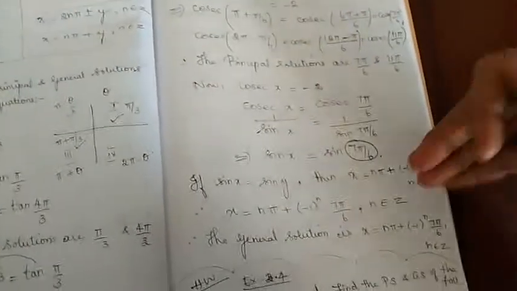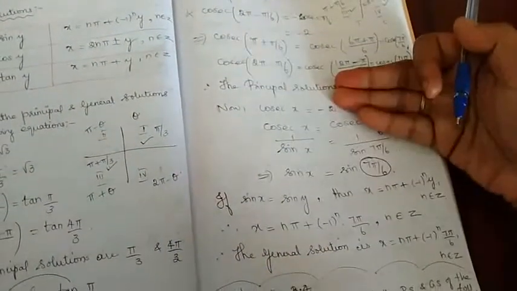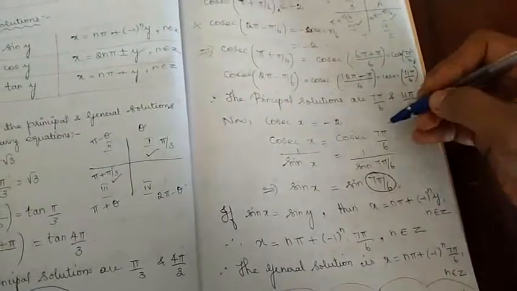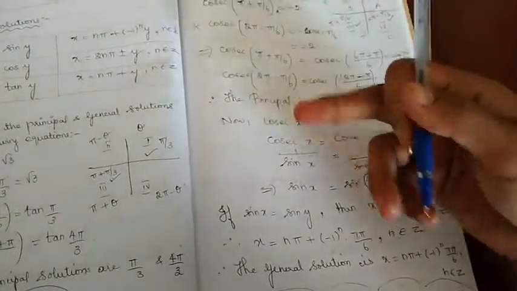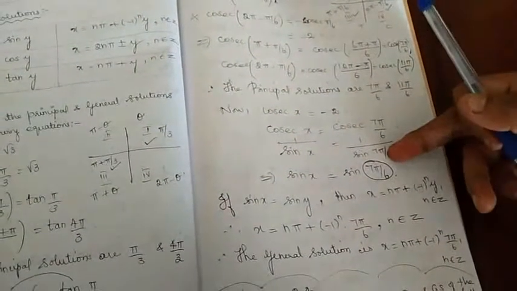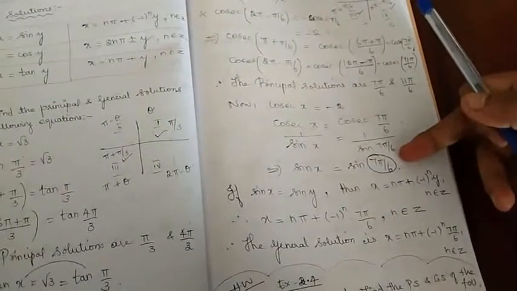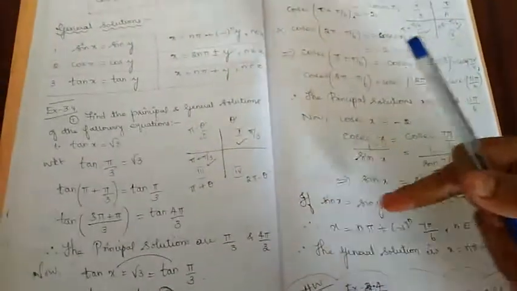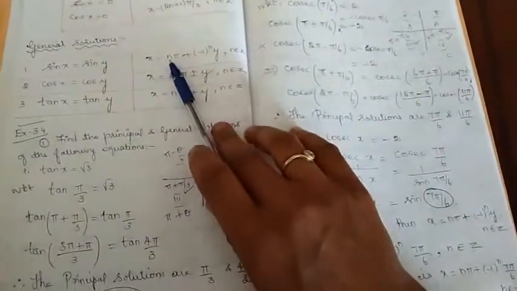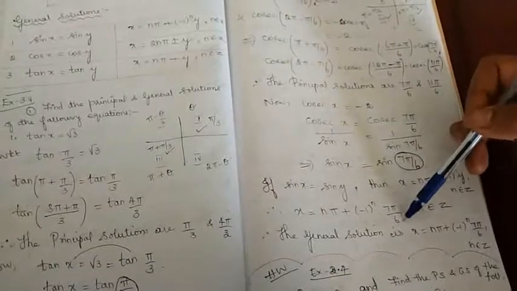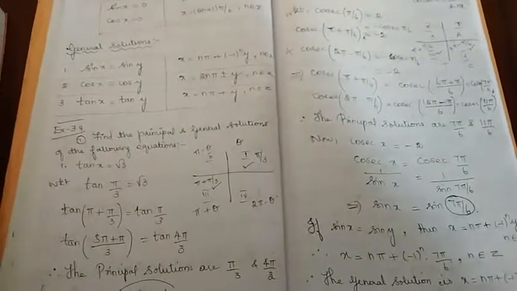Now how will we give the general solution? We have to rewrite it in terms of sine. Cosec x is −2, so cosec x is cosec 7π/6, which is nothing but 1/sin x = 1/sin 7π/6, which is nothing but sin x = sin 7π/6. Now it is of the form sin x = sin y. Then what is the solution? x = nπ + (−1)^n y. y is nothing but 7π/6. Like this you have to give your general solution. Hope you people have recalled the things.